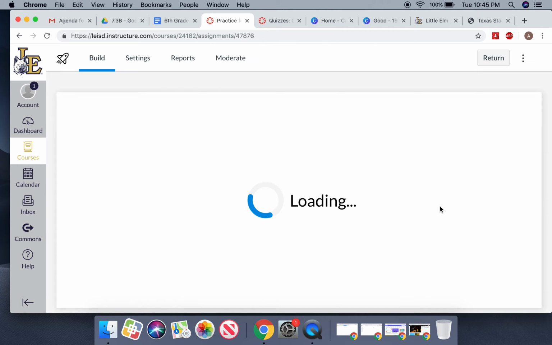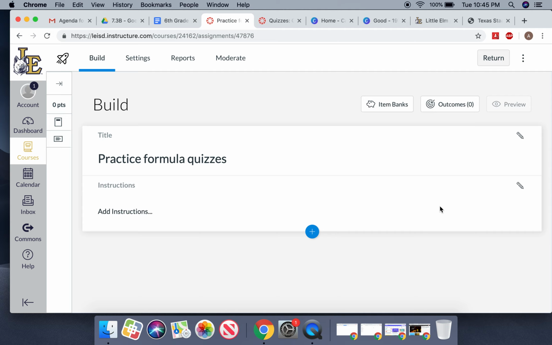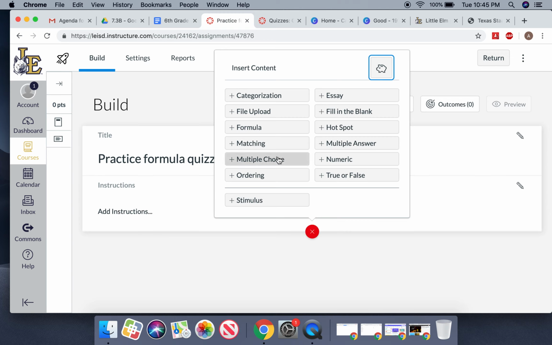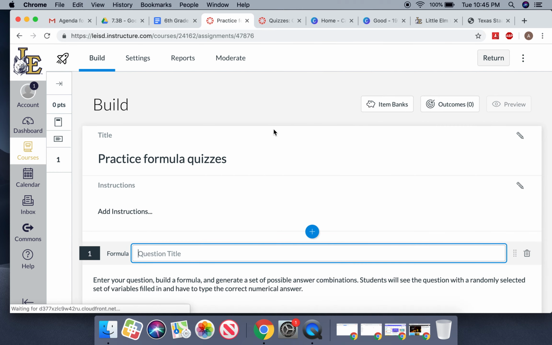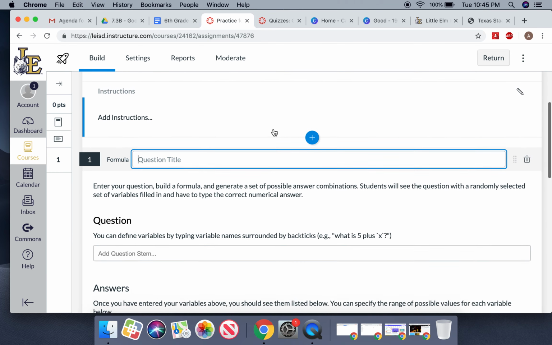so when you go to quizzes, okay, there's a lot of different quizzes that Canvas has. You have your basic multiple choice. You have multiple answers, fill in the blank, categorization, matching, formula. And so the one I'm going to use is formula. And I think as a math teacher, this is really great.